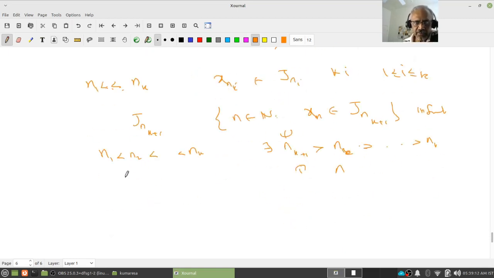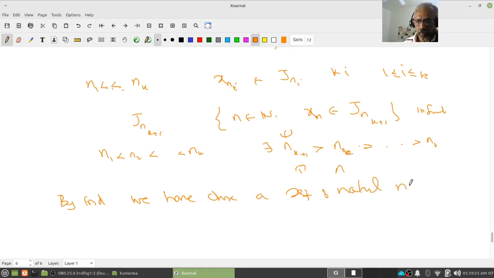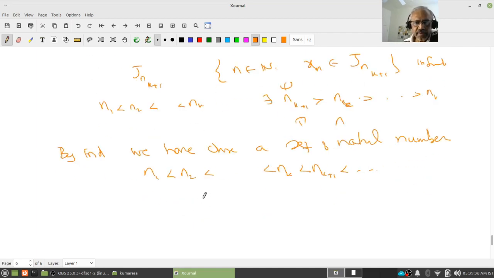Please understand carefully. Therefore I have chosen by induction indices, a sequence of natural numbers n1 less than n2 less than nk less than n(k+1) and so on. With what property? Each xnk belong to Jk for all k in N.